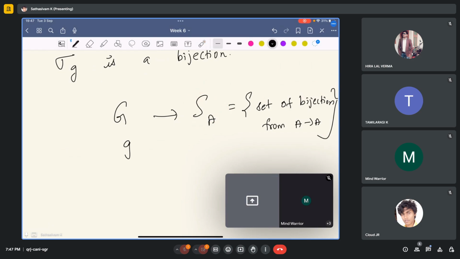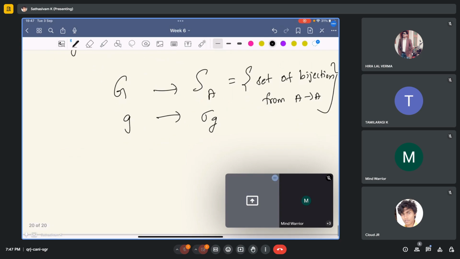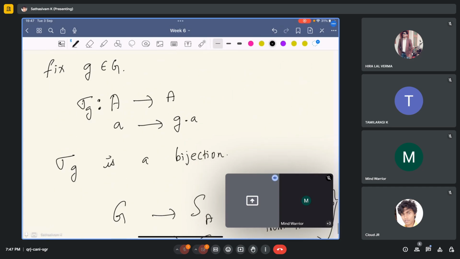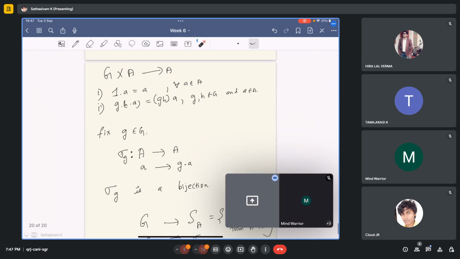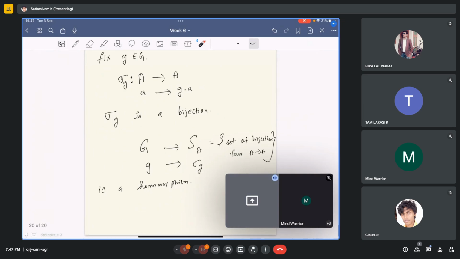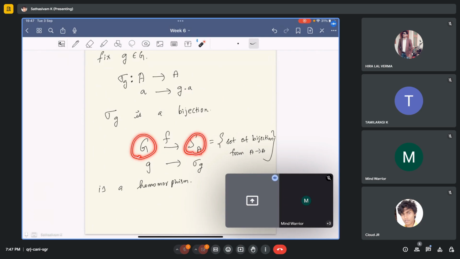This map, g goes to sigma of g, will be a homomorphism. So these two things are kind of equivalent. Saying that G acts on A is the same as giving a homomorphism. Let me call this CF. So it's the same as giving a homomorphism from G to the symmetric group of A.